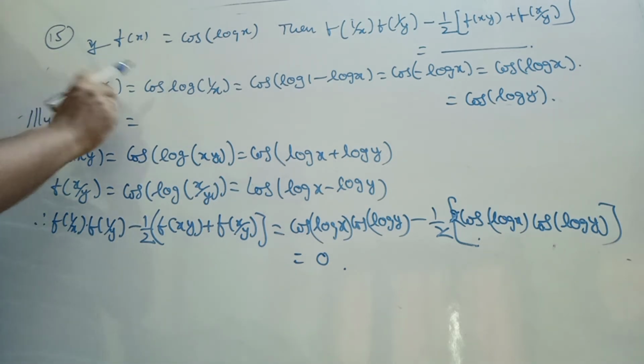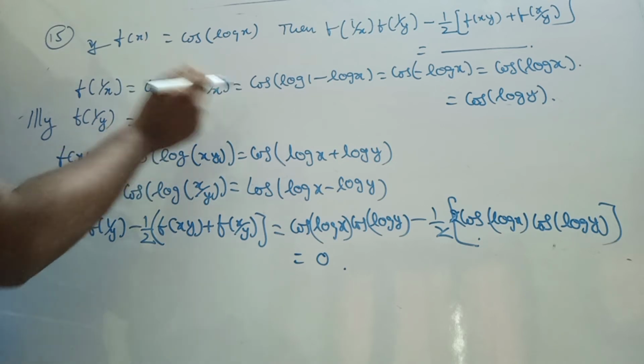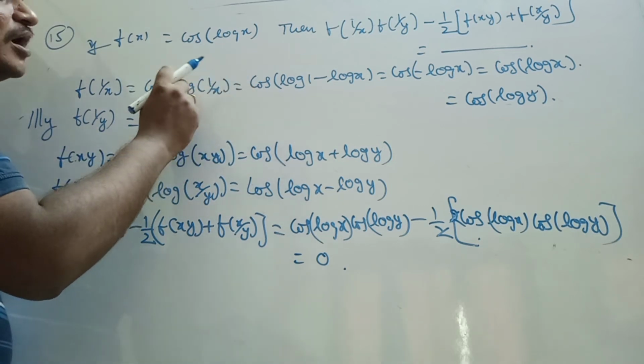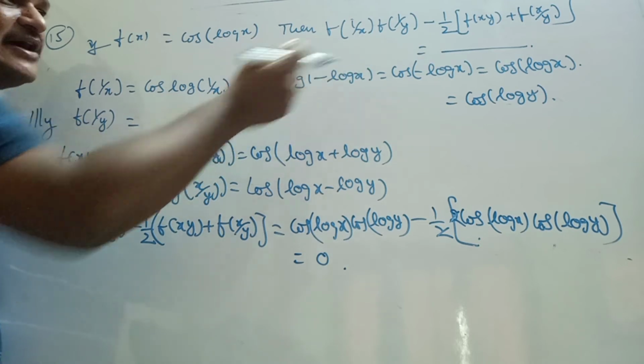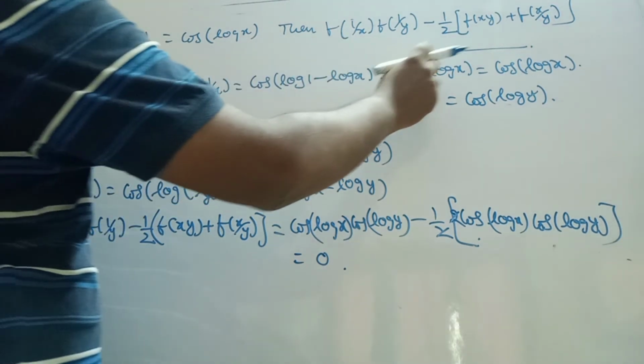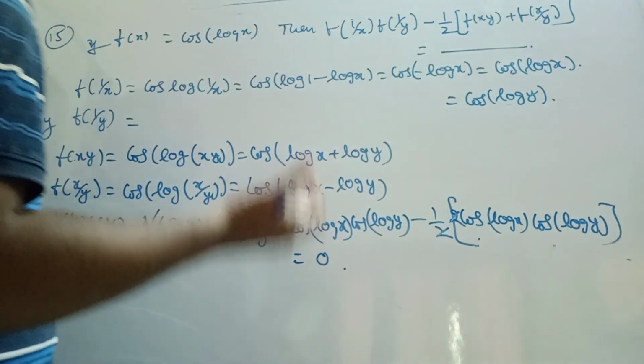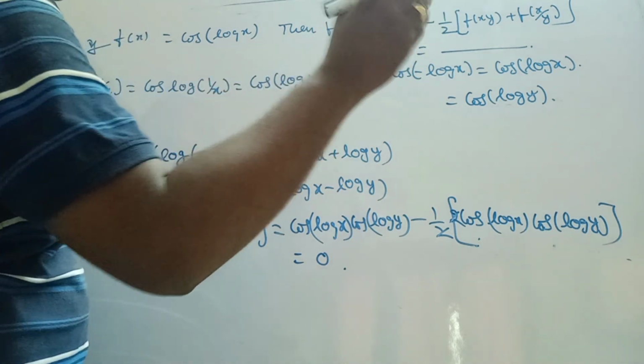Let us do first f of 1 by x equal to cos of log 1 by x. That means cos of log, this is something like m by n, log m minus log n. Cos of log 1 minus log x, that means cos of minus log x. That becomes cos of log x, because cos of minus theta equals cos theta.